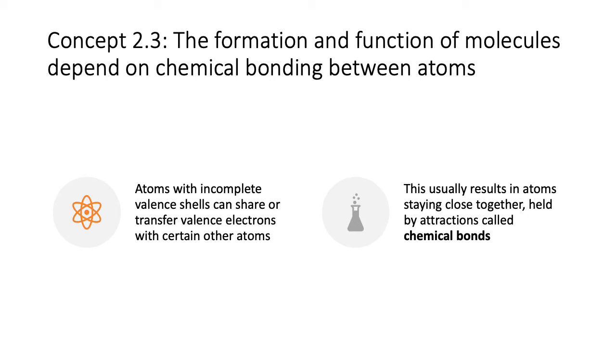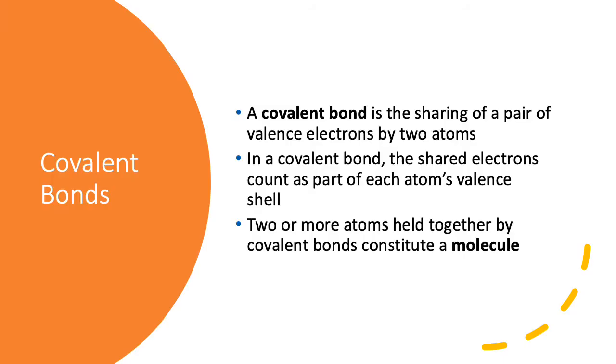Now that we've talked about valence electrons, we are going to talk about how those valence electrons are involved in atoms being held together by chemical bonds. And we're going to start by talking about covalent bonds. So a covalent bond is a bond that's formed between two atoms when those two atoms share electrons with each other. When you have two atoms that share electrons, they get held together, and that is how you form a molecule.